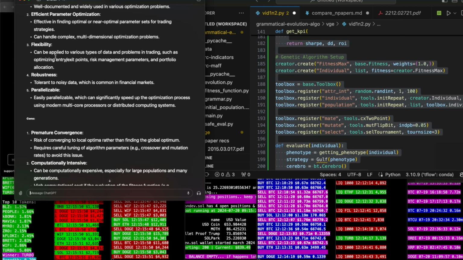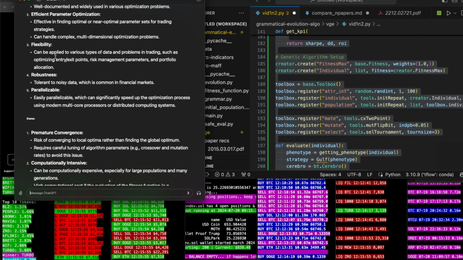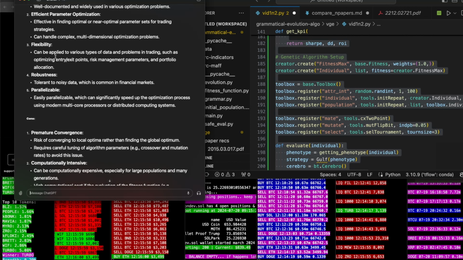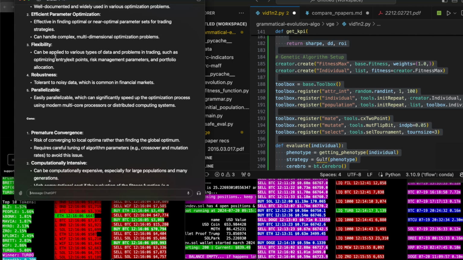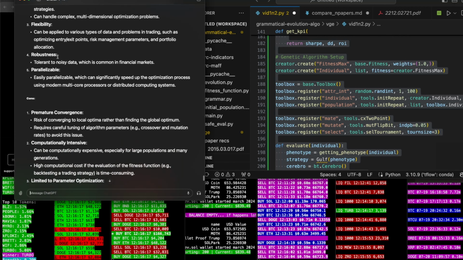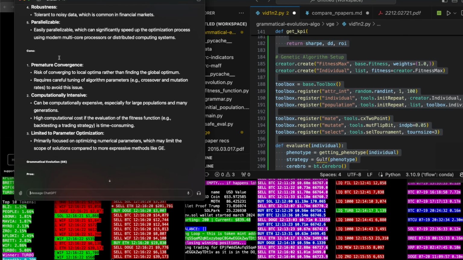Flexibility: can be applied to various types of data and problems in trading, such as optimizing entry and exits, risk management parameters, and portfolio allocation. Robustness: tolerant to noisy data, which is common in financial markets. Parallelizable: easily parallelizable, which can significantly speed up the optimization process using modern multi-core processors or distributed computing systems.